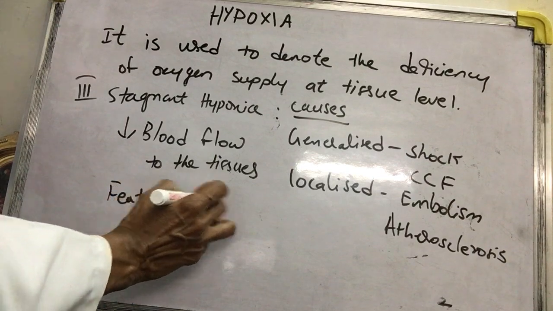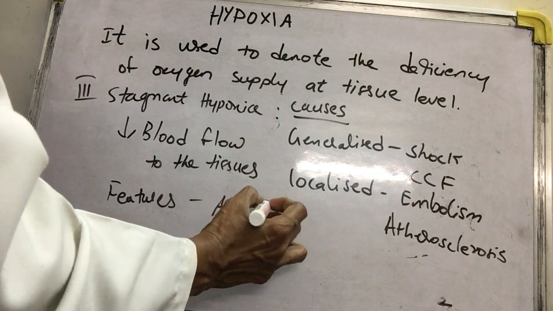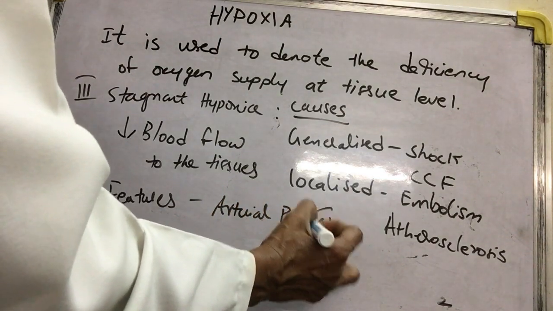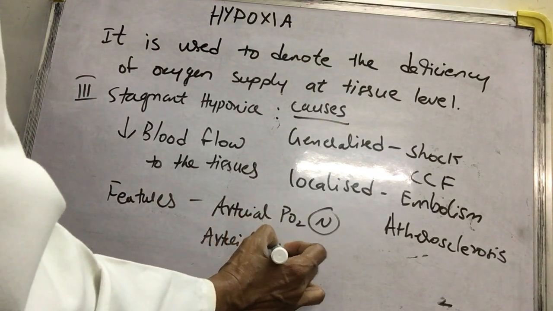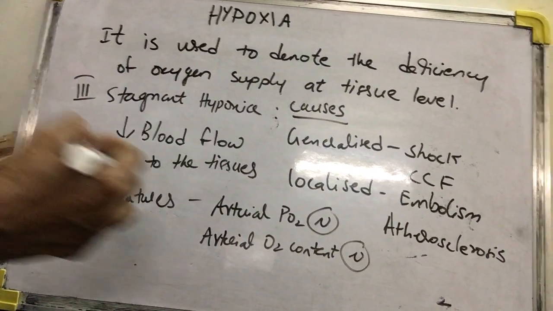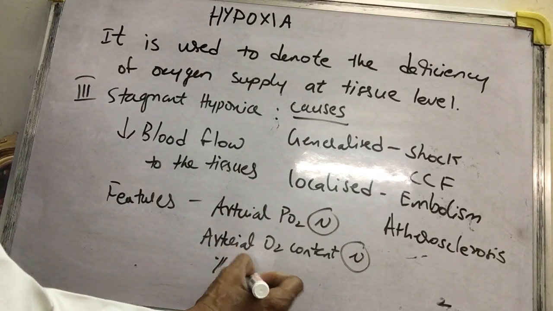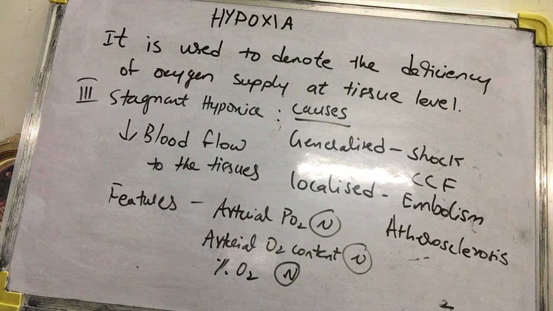And features of stagnant hypoxia. Here the arterial PO2 is normal. Then arterial oxygen content is also normal. Then percentage saturation of oxygen is also normal. So here you can see that the blood partial pressure of oxygen, oxygen content and saturation, everything are normal. But there is decreased blood flow to the tissues. Because of this reason, that will lead to hypoxia.